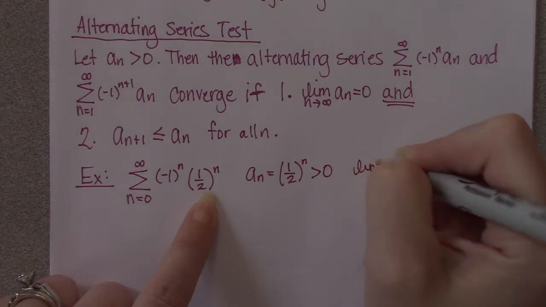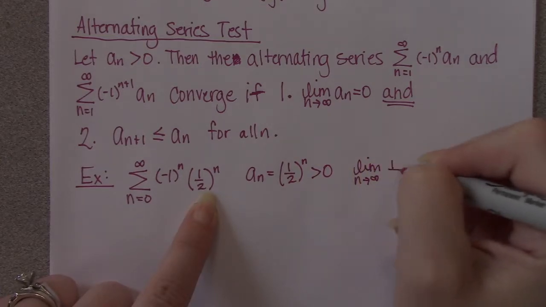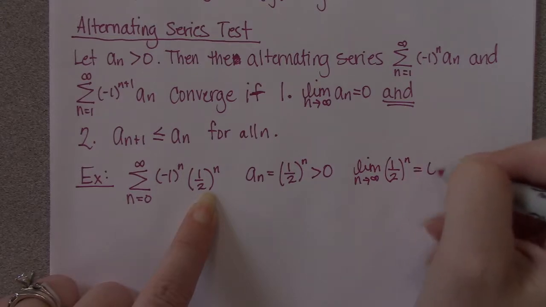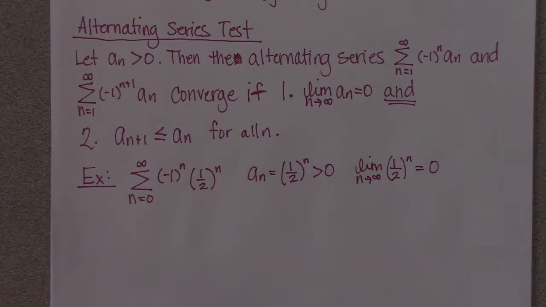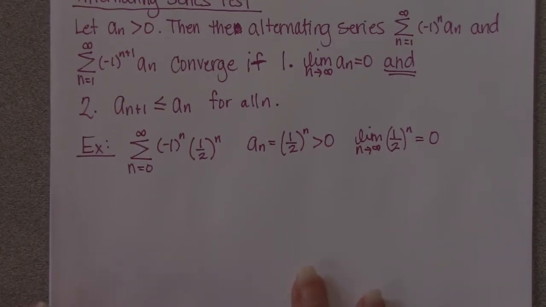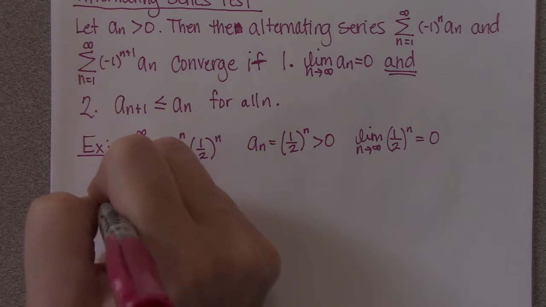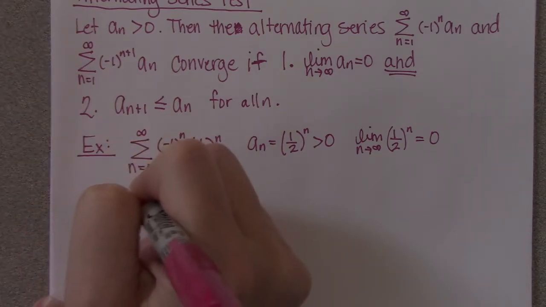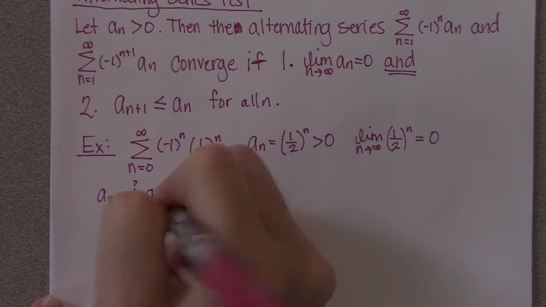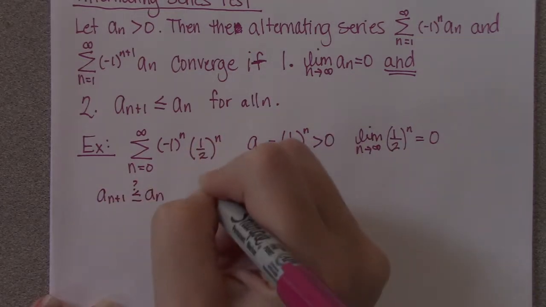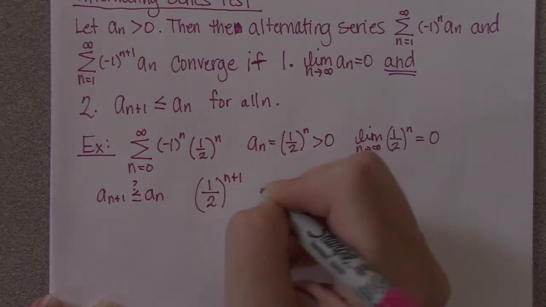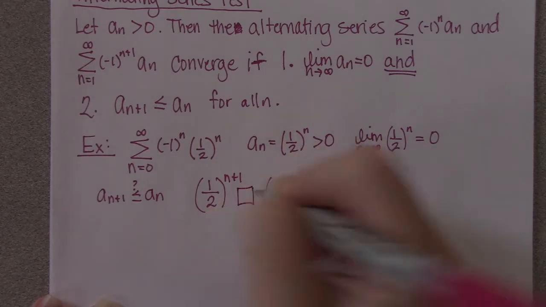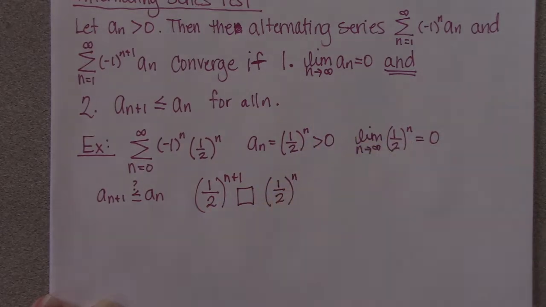The limit of that term does indeed go to 0. So check on that. Then it says, are the terms decreasing? In order to determine whether the terms are decreasing, all we have to do is look at the n plus 1 term and compare it to the nth term. I put the little empty box there because I'm not really sure about the inequality. I'm leaving it open.